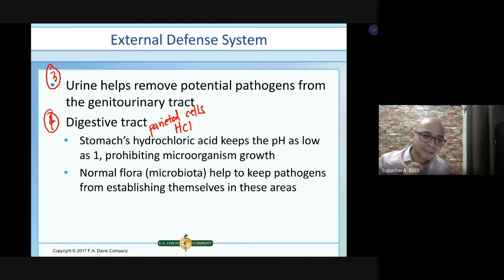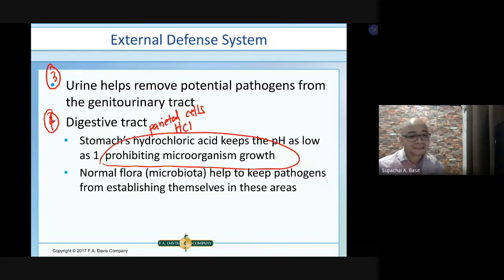But in this particular context of our discussion, if people will not be able to produce hydrochloric acid, then that's a problem, because hydrochloric acid is highly corrosive. And that being said, the corrosiveness of hydrochloric acid will even prohibit microorganisms from growing.